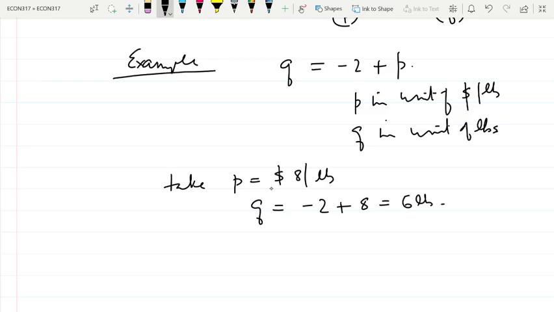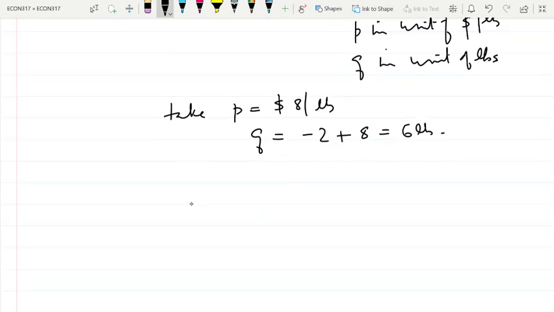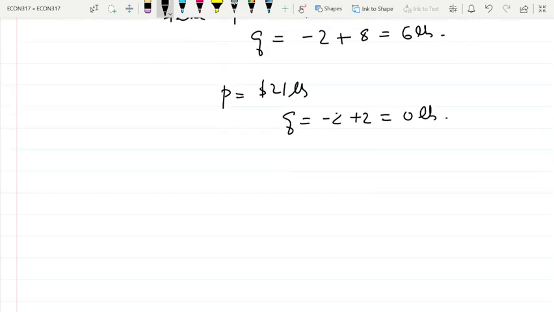So I already have one example. Price is $8 per pound, we know the quantity. Price is $2 per pound, then the quantity is 0. This is what I have already described. So that's the relationship described by a mathematical formula of a supply function. As we have noticed in this form, the price is the independent variable and quantity is the dependent variable.